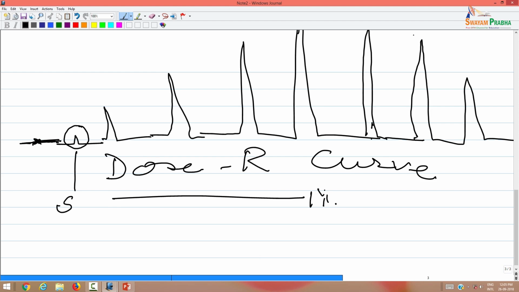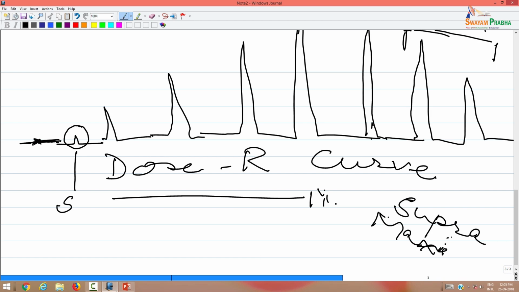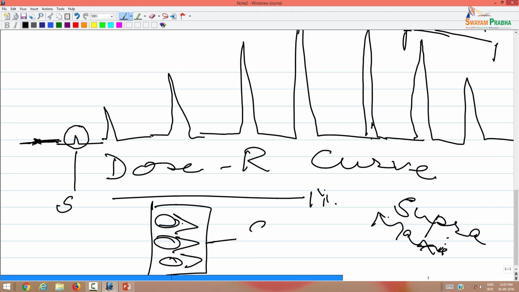Paradoxically, this is often called supramaximal. Supramaximal does not mean that it is a maximum and an over maximum. There is nothing like a supramaximal. This is lesser than the maximum, and the reason is that the receptors are already so much occupied, and once these receptors are occupied for a long duration, they get desensitized.